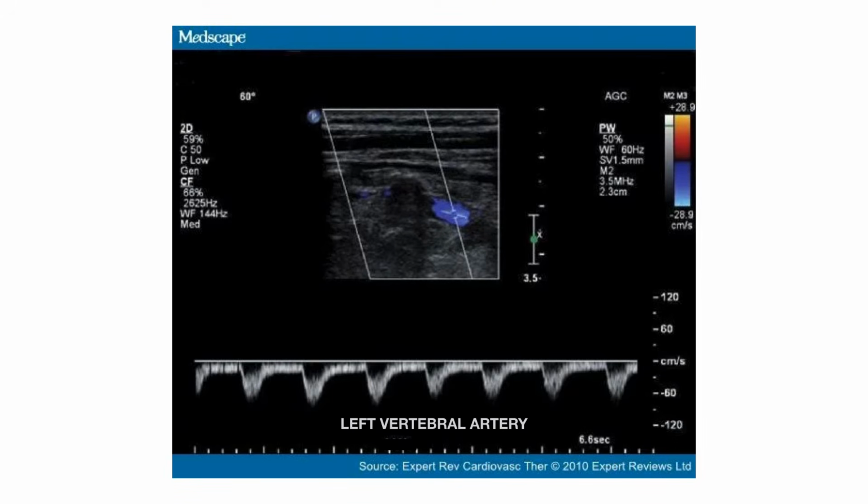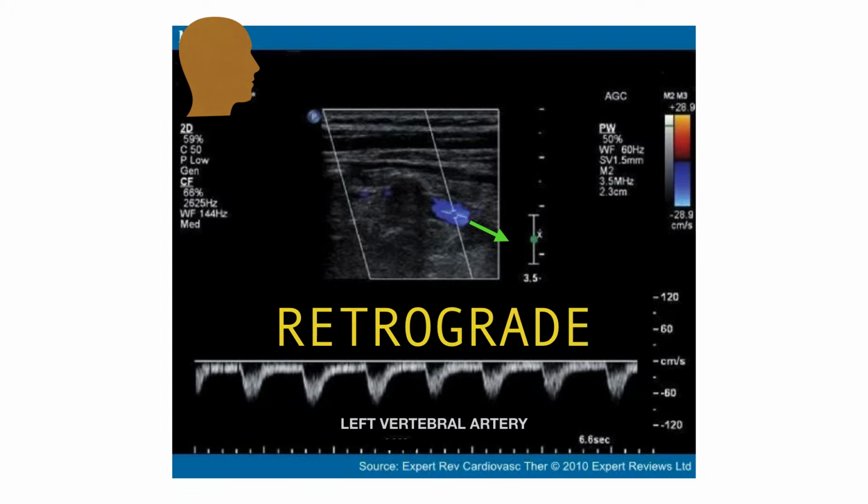So this is a vertebral artery, and this is one of the really important reasons to understand flow direction. If we've got our notch facing the correct direction, that would mean this patient's head is on this side of our screen, and we've established that the flow is going away from the patient's head, and with a vertebral artery, that's not normal. This flow is retrograde.